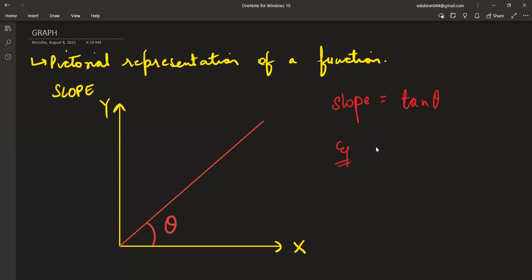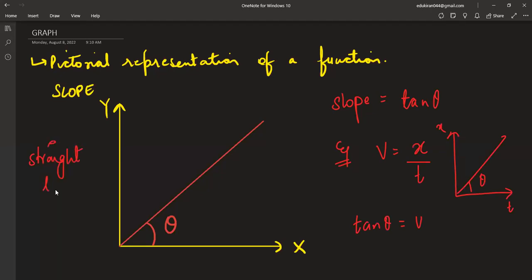For example, if you have velocity equal to displacement upon time, and you have a displacement versus time graph, how will you calculate? So tan theta will be the velocity from this graph. This is how we calculate from graphs. Graphs are basically a pictorial representation of a function. This graph is known as a straight line graph. Straight line graph means y is directly proportional to x with the power 1.